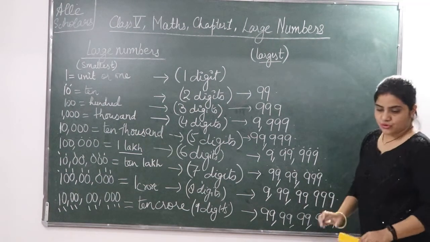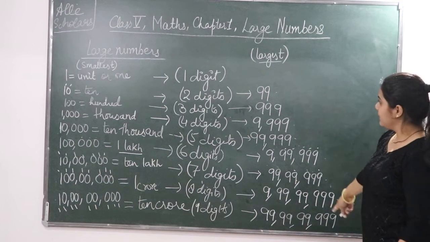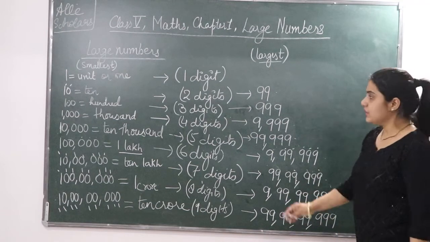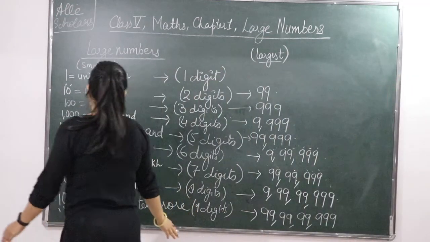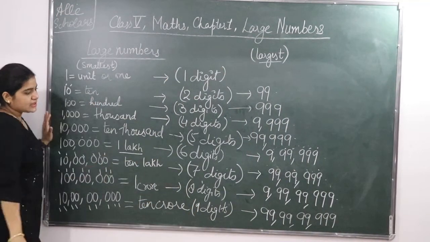Fine? So you just have a glance of it, and please note down that these are the smallest numbers for each digit count, and those are the largest.